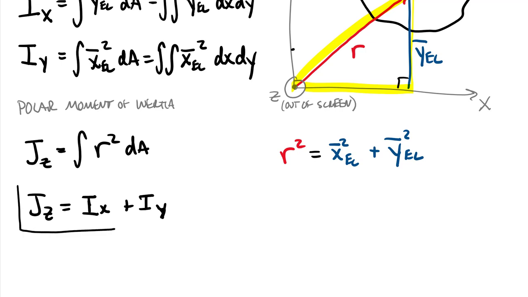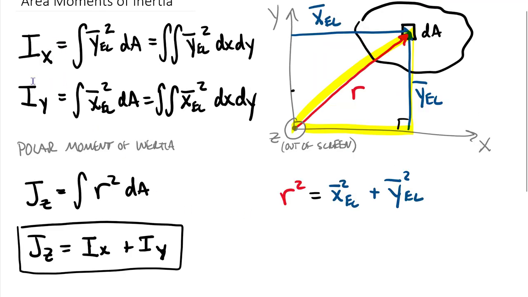So often this is the more usable form. If you already computed your moment of inertia about the x and the y, you then add together those values to come up with the polar moment of inertia about the z axis. Or again, you could compute it in the single integral form using our r squared distance, the distance from the z axis up to that element.